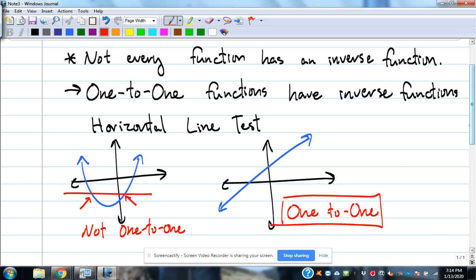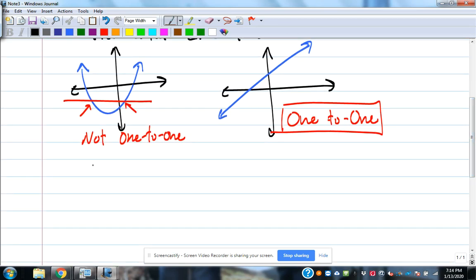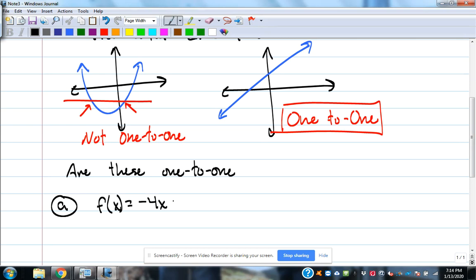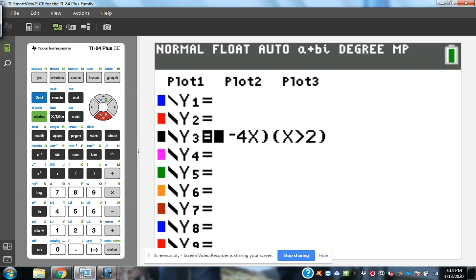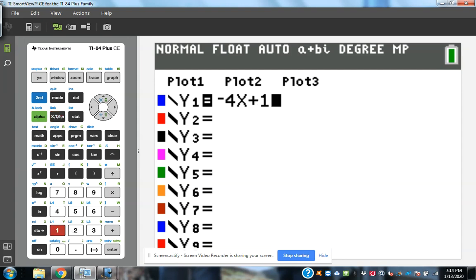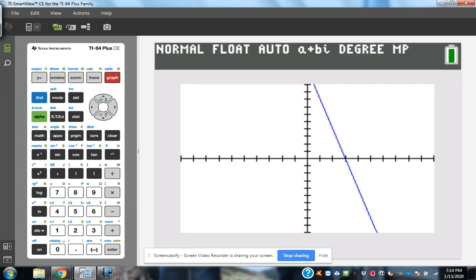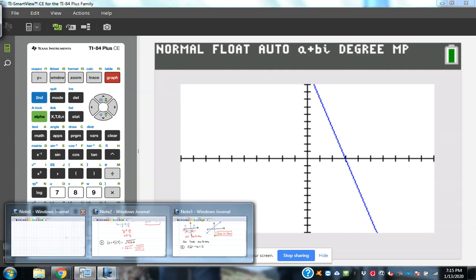So let's look at a couple of functions real quick and decide, are they one-to-one? Example A. f of x is equal to -4x plus 12. I'm not going to think about it too hard. I'm just going to go to my calculator. I'm going to clear out all these equations that I typed in earlier, and I'm just going to graph -4x plus 12. Does that pass the horizontal line test? Yes. So it's one-to-one.